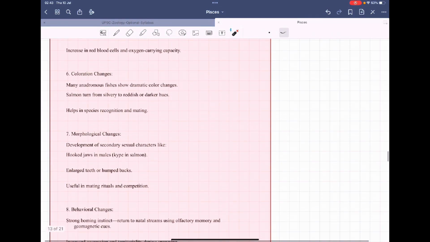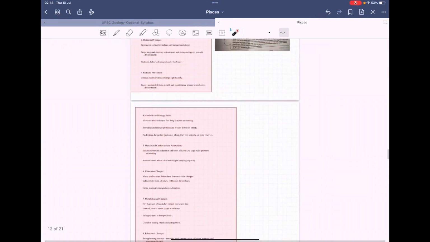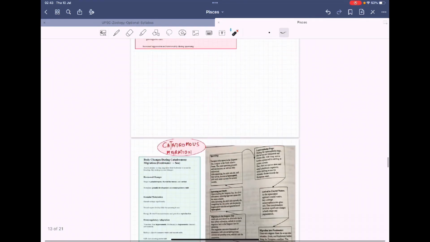There will be a change in color, and the morphological changes will be in the form of hooked jaws and enlarged teeth, and there will be mating rituals and competition. The behavioral changes, for example, strong homing instincts using geomagnetic cues, and increased aggression will be observed, and territoriality during the spawning. So this is how the anadromous migration takes place.